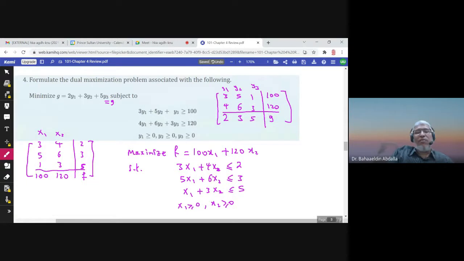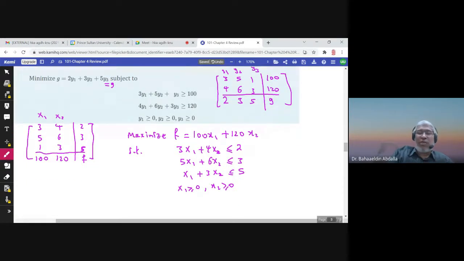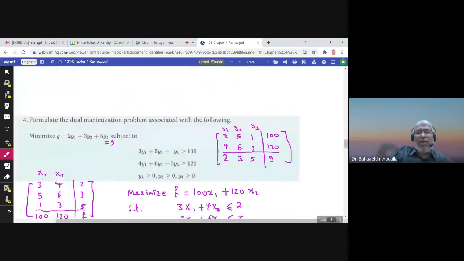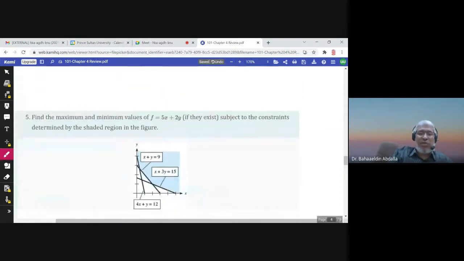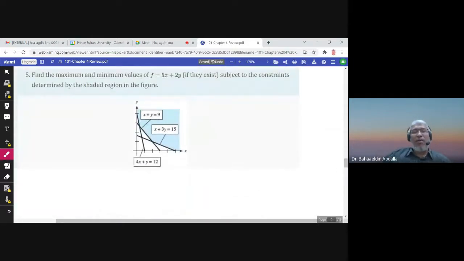So this is formulate the maximization problem. This is the maximization problem associated with the minimization problem. Find the maximum and minimum values of this function if they exist, subject to the constraints. Well, there is no maximum because it goes to infinity. The region is open, not bounded. But we can find the minimum.